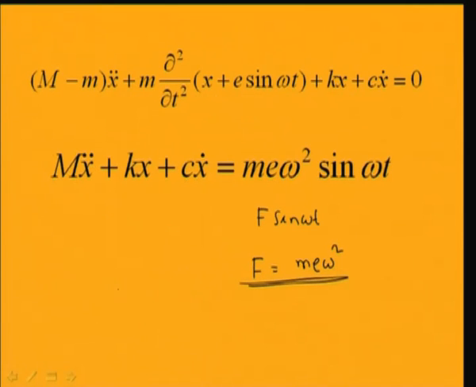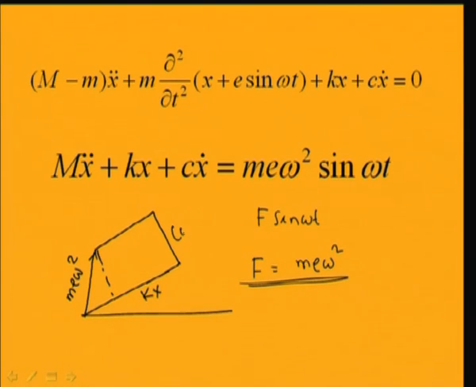So, you can draw the force polygon. This is the reference line, and this is k x, then c omega x, and this is minus m E omega square, and this is minus M x double dot, that is M omega square x, and this is the resulting force, that is equal to m E omega square. So this is m E omega square, this is k x, this is c omega x, and this is M omega square x. M omega square x is the inertia force, c omega x is the damping force, and k x is the spring force on the system.